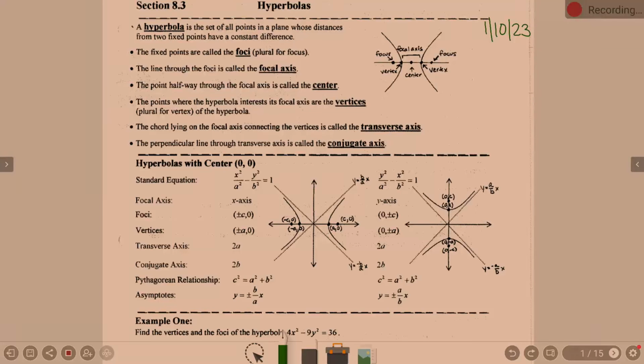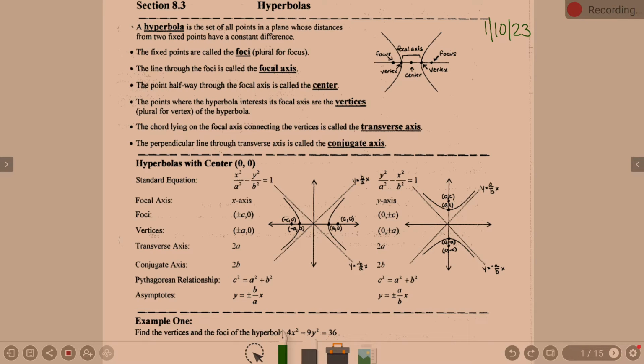Lesson 8.3 is hyperbolas. You will find a lot of similarities to ellipses, and you'll find differences. Okay, so you'll want to have the notes in front of you when you go to do homework and whatnot, because you'll want to have your chart of information here. So hyperbola, I kind of talked a little bit about yesterday.